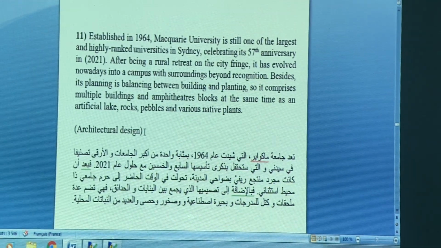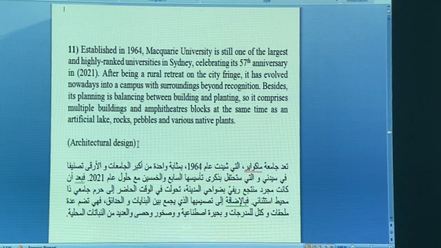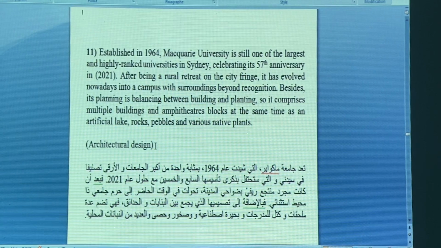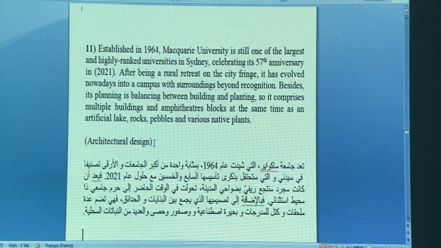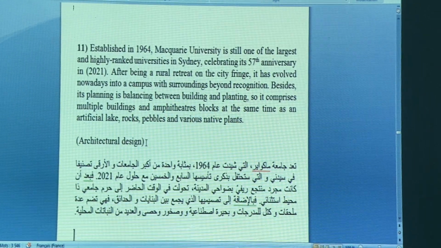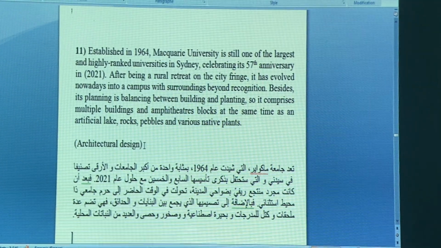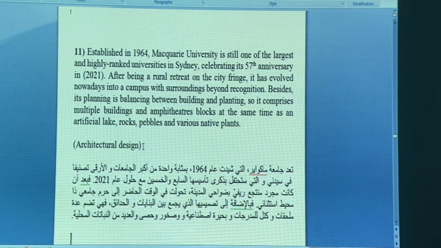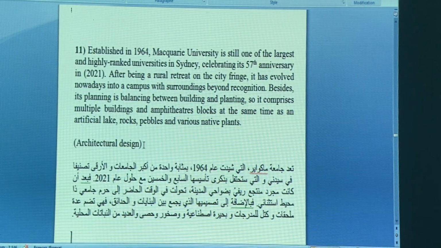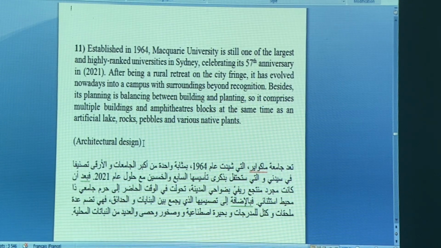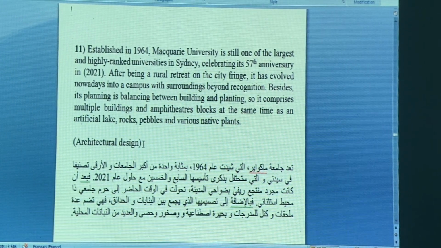This is not about a university where you have courses and classes, but it is dealing with the architecture and the design of the university. Okay, so you have to read the passage twice to know the exact context. It is architectural design.